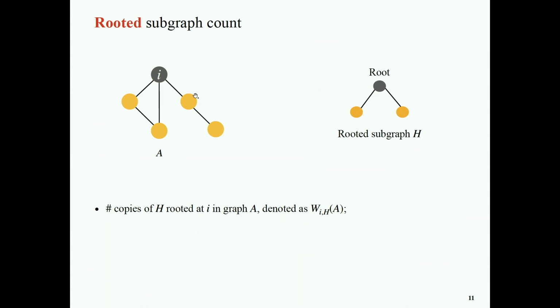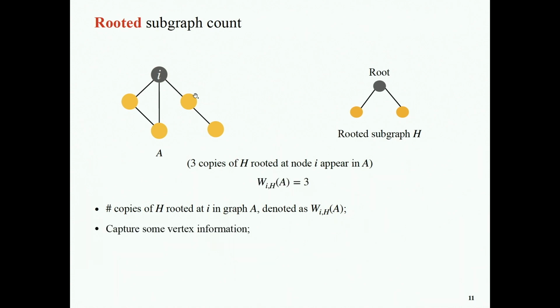So here, let's pick a node, the solid node in H, so it becomes a rooted subgraph. Then I'm going to capture the information of vertex I. Then I can count how many rooted subgraphs H rooted at vertex I appear in A. And as you can see, here are three copies of that. And we can denote this counting as W(I, H, A). So I is the vertex I try to capture the information of, H is the rooted subgraph, and A is the network I conduct analysis on. Okay. So this is how we can capture some vertex information.